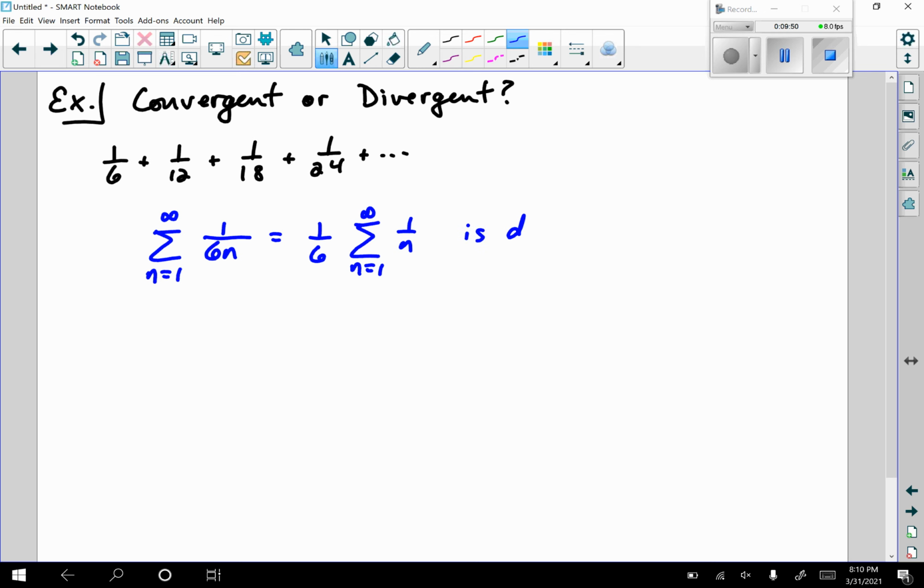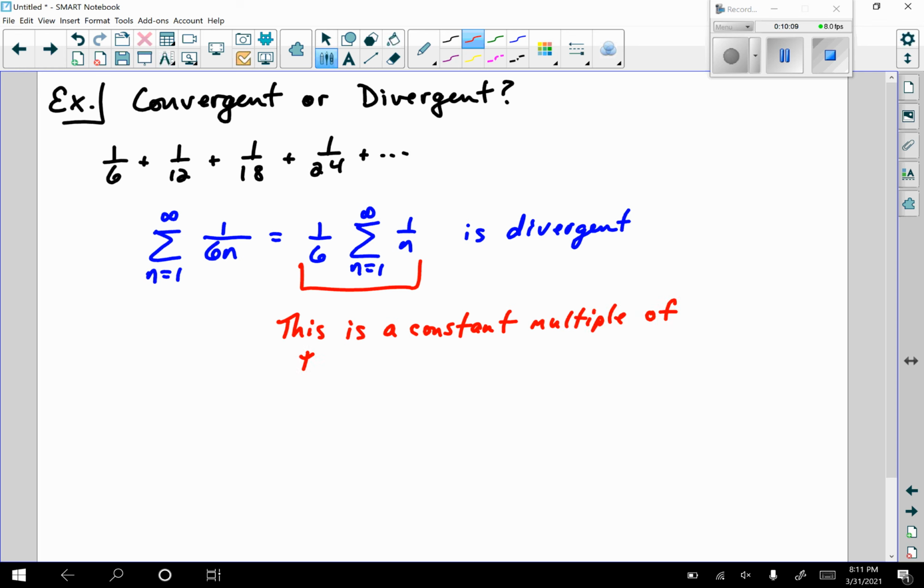because this right here is still the harmonic series, but it's a constant multiple. So this is a constant multiple of the harmonic series, which still makes it divergent.